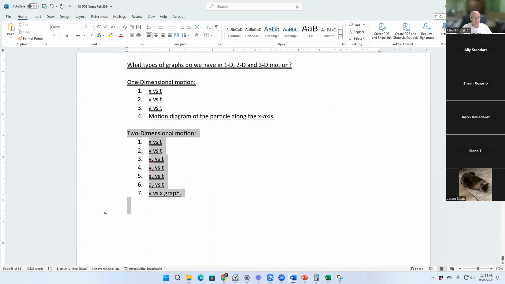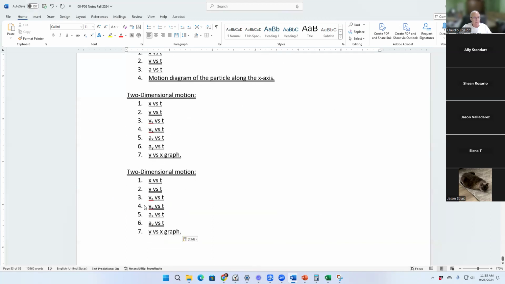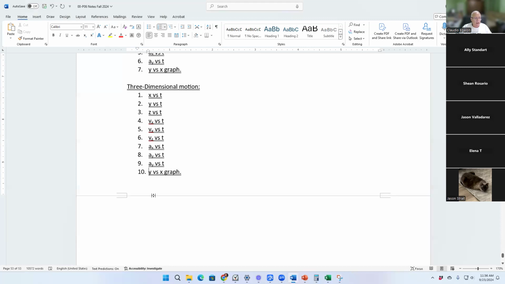And then for 3D motion, x versus t, y versus t, and what else? z versus t. Are you getting the idea here? Are you getting the hang here? You know, vx versus t, vy versus t, we are going to have a z component for the velocity as well. And maybe we are going to have a z component for the acceleration.